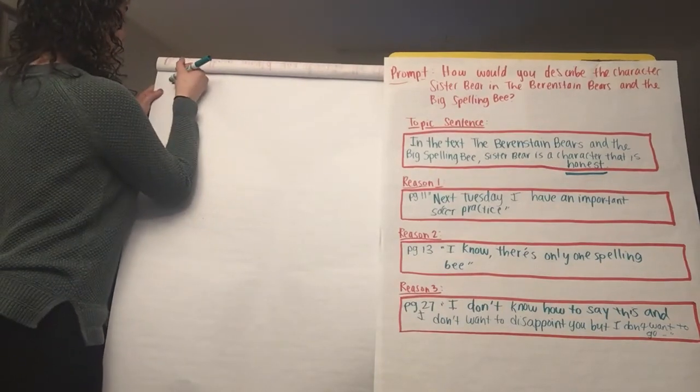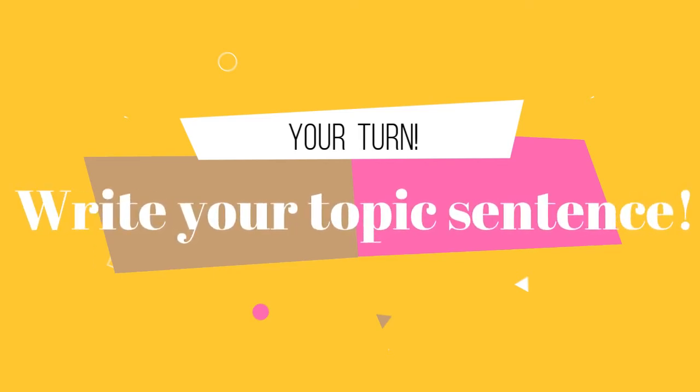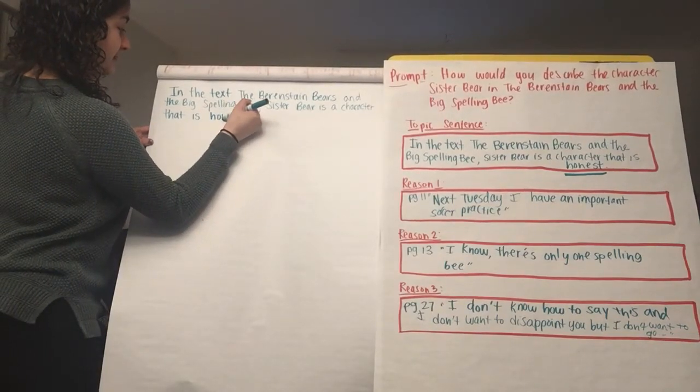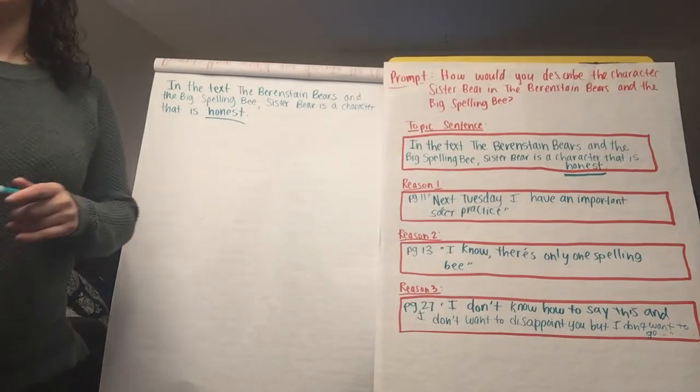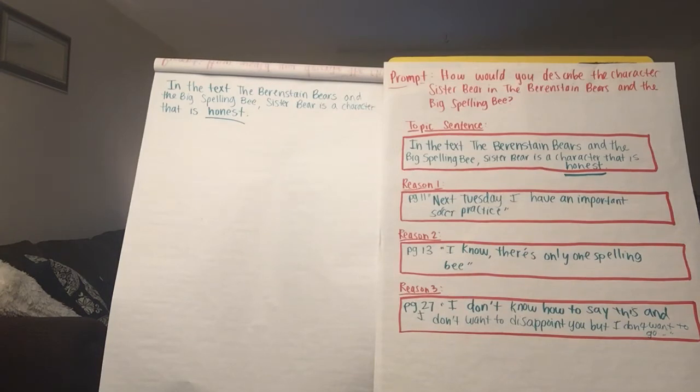I'm going to do that with mine. In the text, the Berenstain Bears and the Big Spelling Bee, we're writing in a complete sentence. Sister Bear is a character that is honest. All right. Now I know everything else in my writing is going to prove how and why.